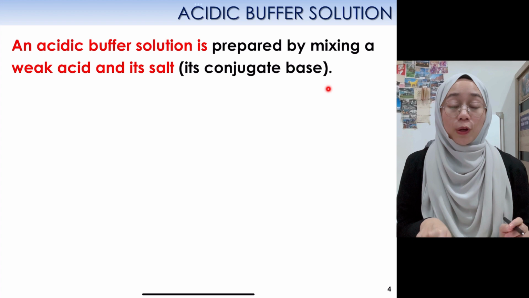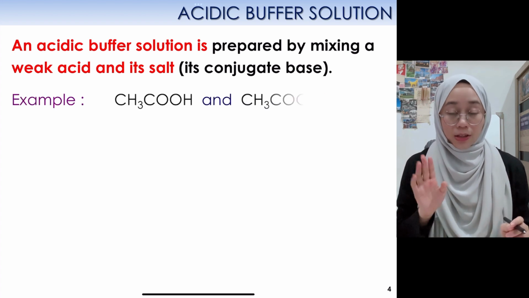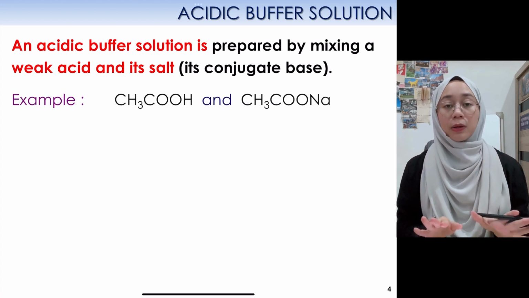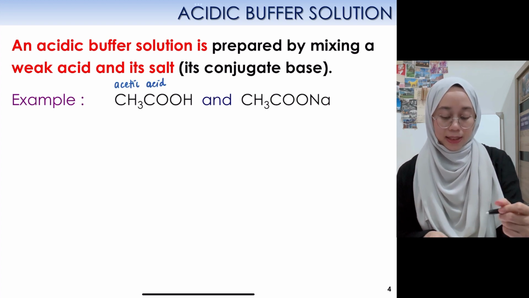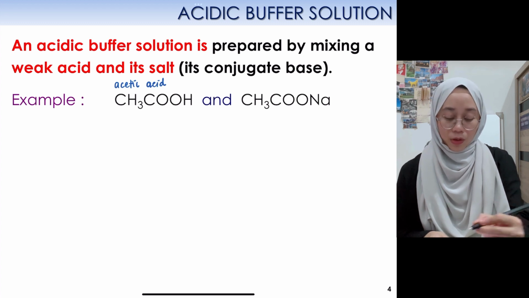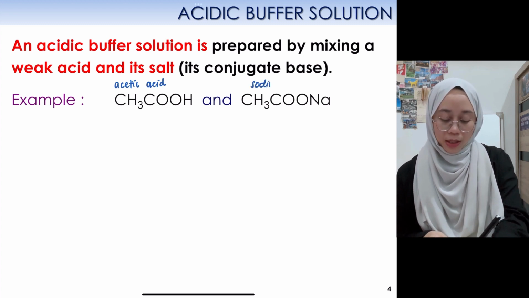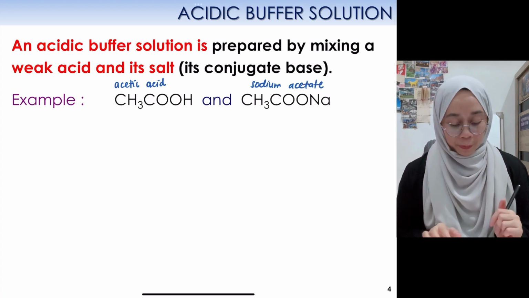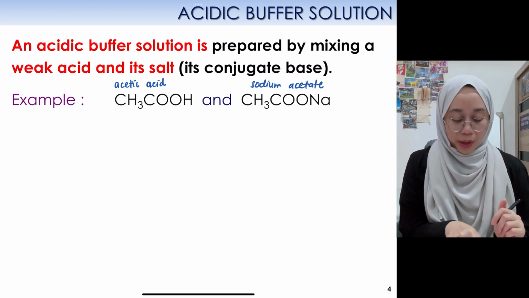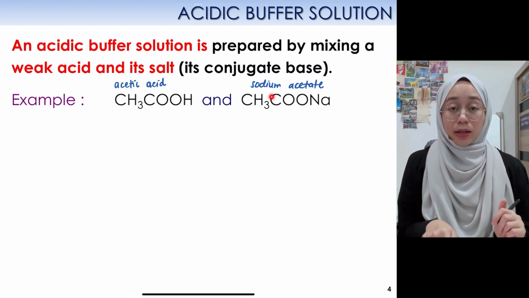So kita try tengok equation lah supaya kita lagi faham. So for example, usually ni adalah example yang paling common. Kita akan guna acetic acid. Okay, acetic acid ataupun ethanoic acid. Okay, and then we also have salt dia pula. So salt dia adalah sodium acetate ataupun sodium ethanoate, nama lain dia. Okay, so this is the weak acid class, and then yang ni pula adalah the salt.